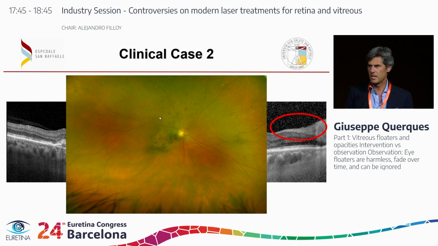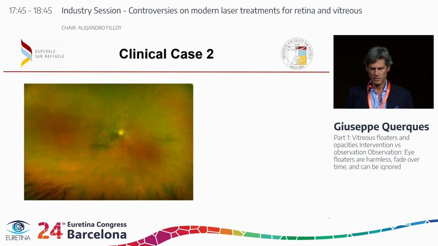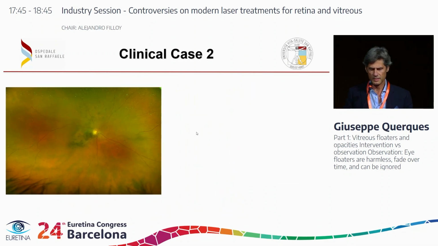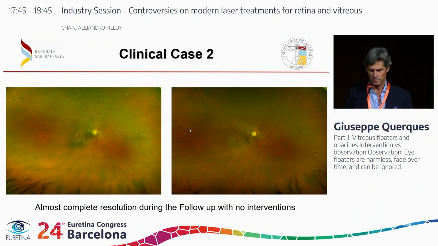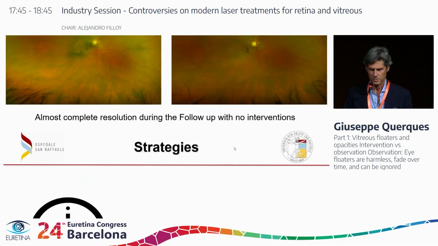So also in this case, we decided to simply watch the patient, no treatment, and this was the clinical picture only a few weeks later without any treatment. As you can see, there was a dramatic reduction of floaters and vitreous opacities, even though the posterior vitreous detachment was still there. And the patient was definitely happy with this reduction of symptoms.